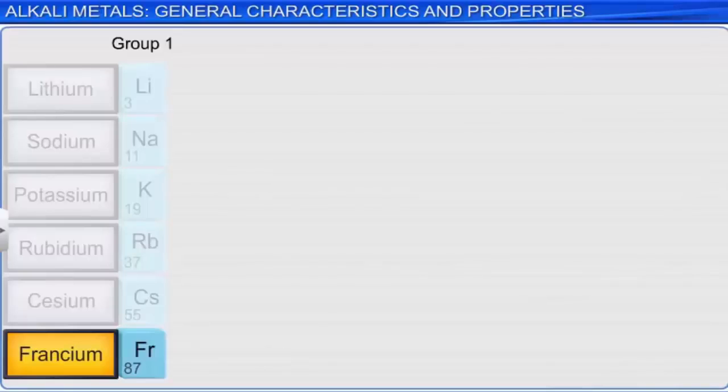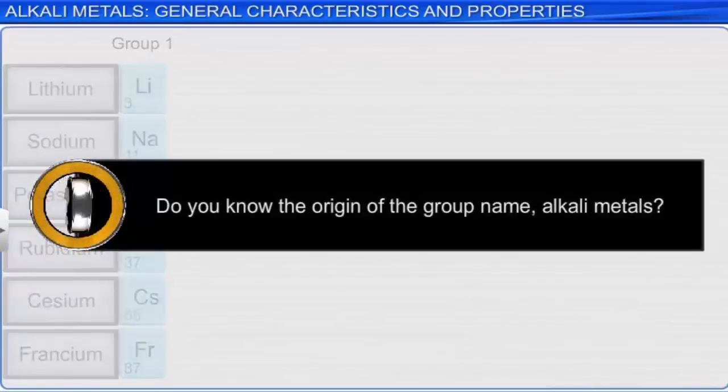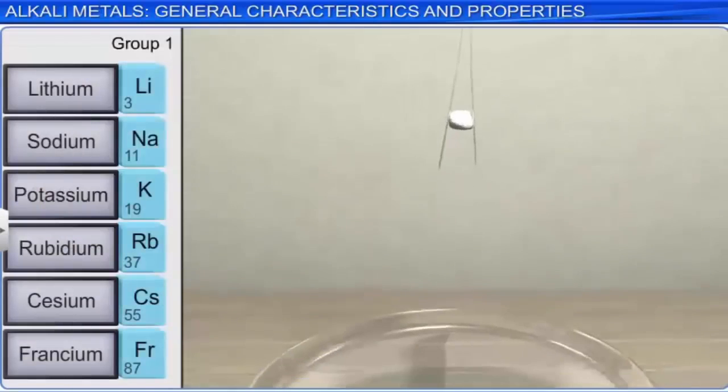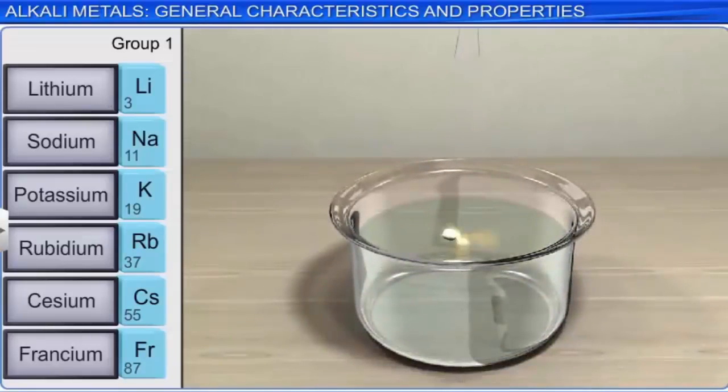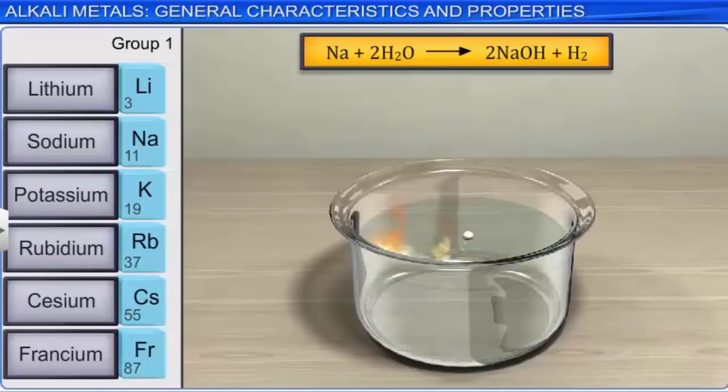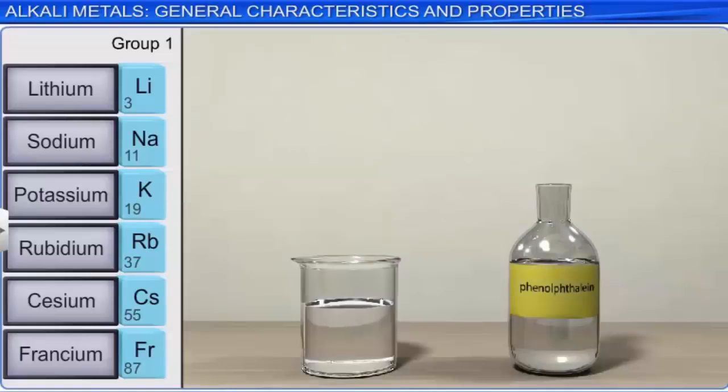Do you know the origin of the group name alkali metals? When group 1 metals react with water, they produce hydroxide OH⁻ ions. Hydroxide ions in water produce basic or alkaline solutions. In the presence of phenolphthalein, an indicator, the solution will turn pink as hydroxide ions formed react with phenolphthalein.